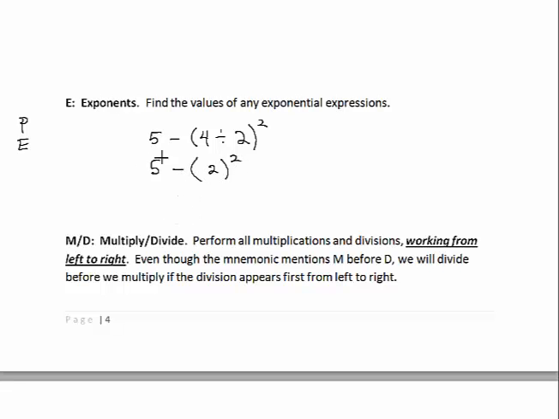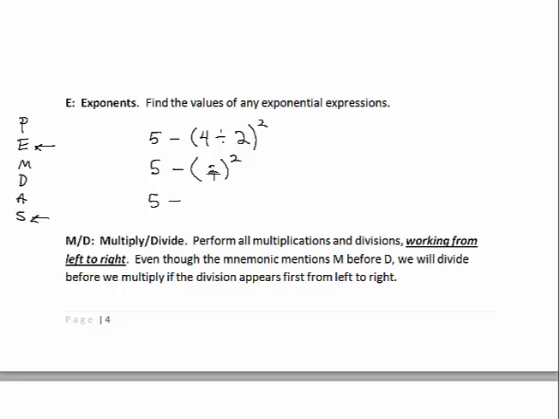Now, in this case, which is different from the one above, we have subtraction and exponent. We have two mathematical operations. According to the order of operations, E comes first before My Dear Aunt Sally. There's subtraction and there's exponent. We have to do the exponent first before we subtract.